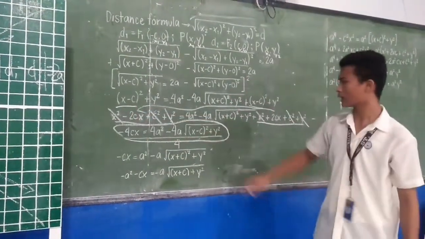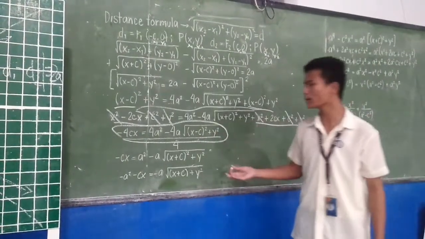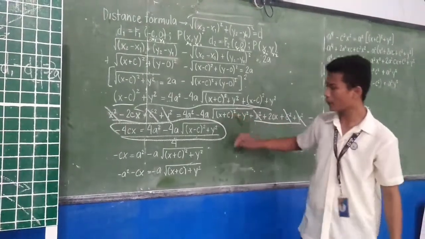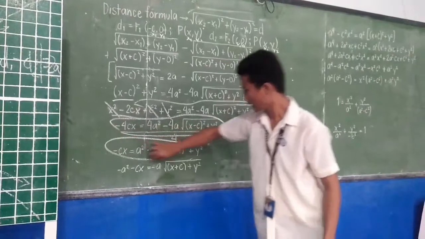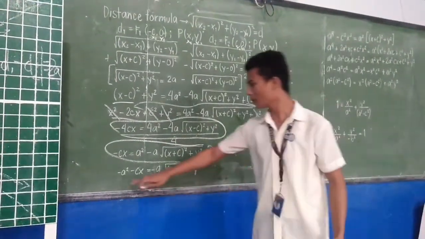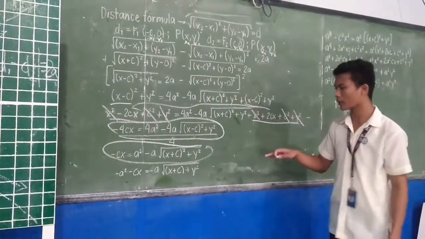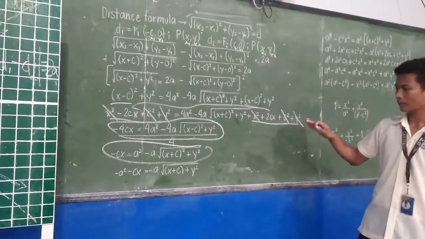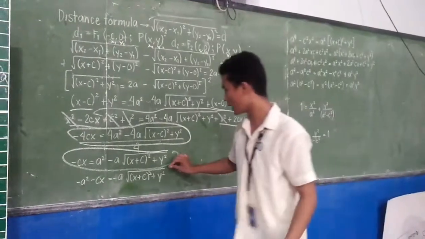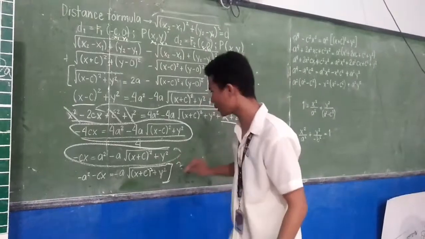We can see that the four terms are divisible by 4. We will simplify the given and we will get this. Rearranging the formula, we will get negative a squared minus cx equals negative a square root of x plus c squared plus y squared. Then we will square both sides to eliminate the square root.